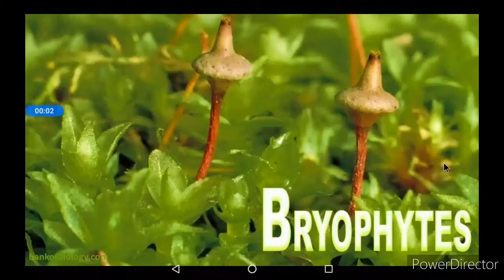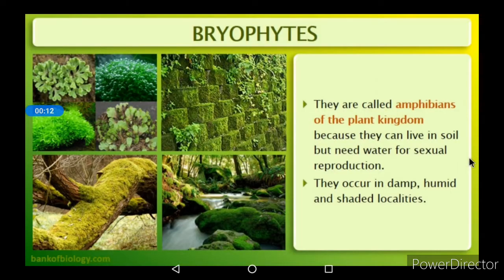Hi dear students, in this video we are going to discuss bryophytes. So what are the characteristics of bryophytes? Bryophytes show body differentiation. That means somewhat stem-like structures and leaf-like structures can be seen in the case of bryophytes. And we know that they are the amphibians of the plant kingdom.